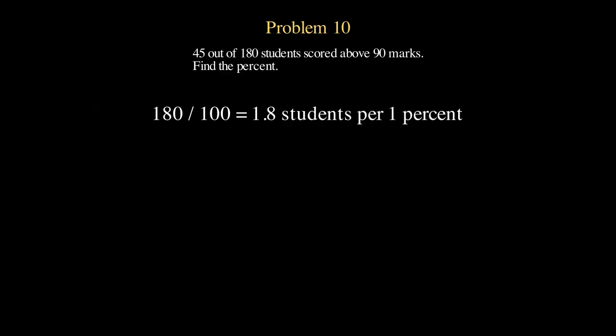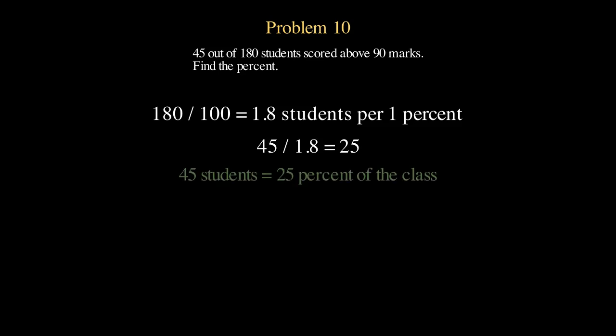180 students split into 100 equal shares gives 1.8 students per share. Now we divide the 45 students who scored above 90 by 1.8 to see how many 1% shares they make up. So those 45 students make up 25% of the class.